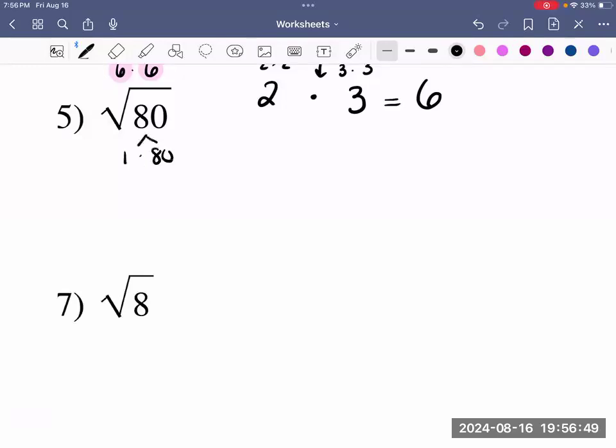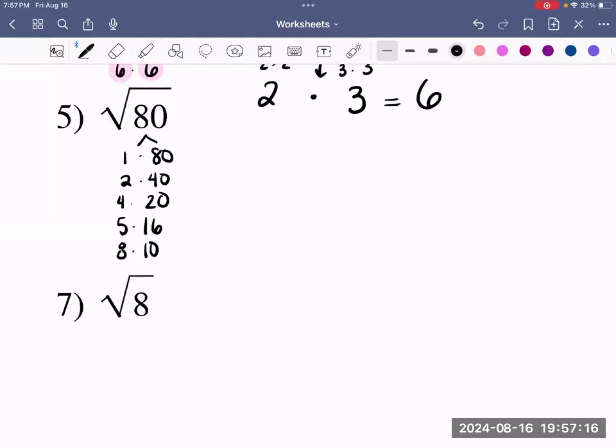1 and 80, 2 and 40. Now, does 3 go into 80? No. However, 4 goes into 80, 4 times 20. And we can keep going. 5 would go into 80 because it ends on a 0. So 5 and 16. And you certainly could keep going. You can say 8 and 10 if you'd like.